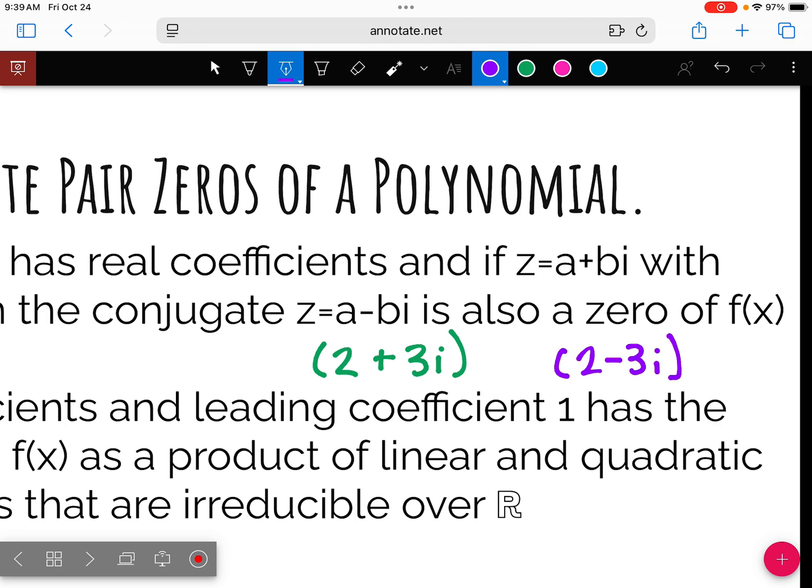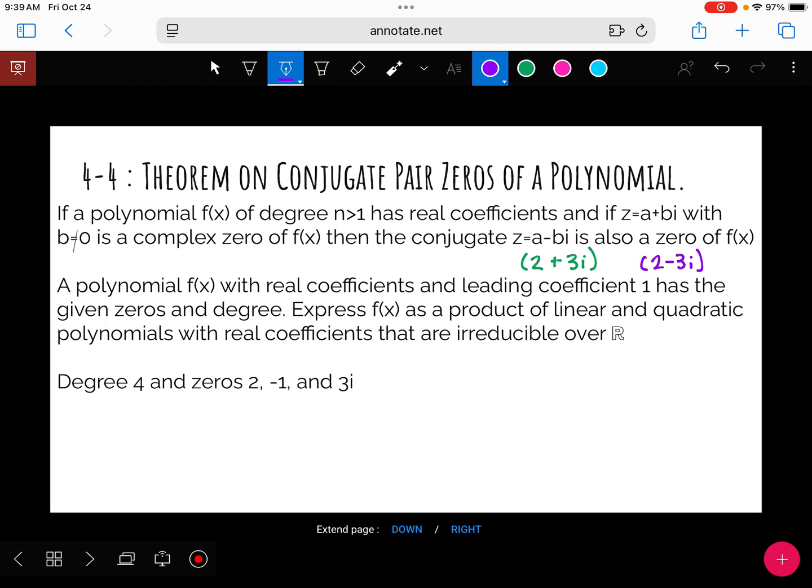This is the way the instructions are worded in this section. It just sounds severely overcomplicated. Where it'll say express the polynomial as a product of linear and quadratic polynomials, that just means write it in factored form with no i's.